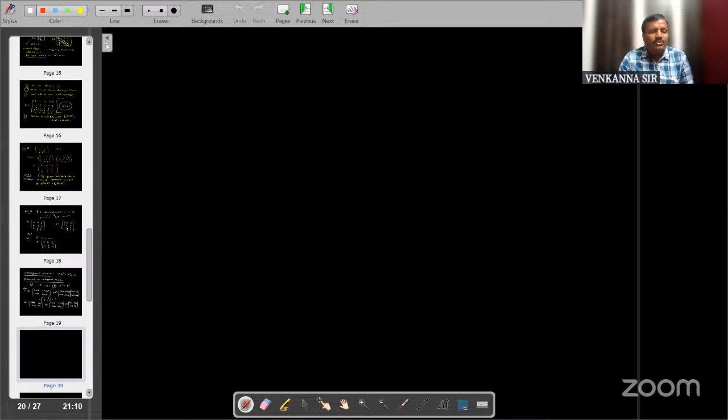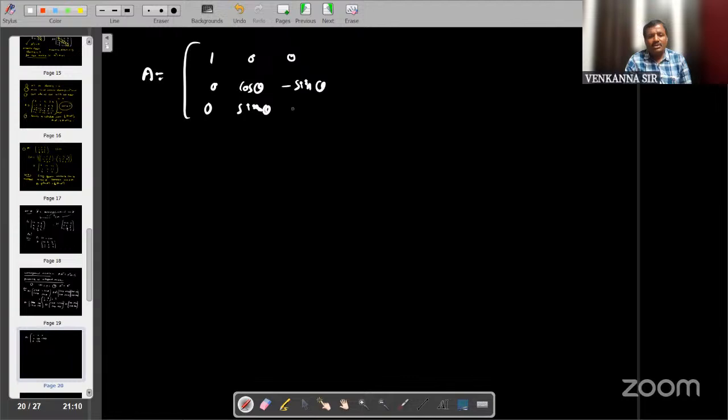Okay, coming to what are the other examples we can write here? 1 0 0, 0 0 cos theta minus sin theta, cos theta. Like that we can write so many examples of orthogonal also. See, 1 0 0 0 0.